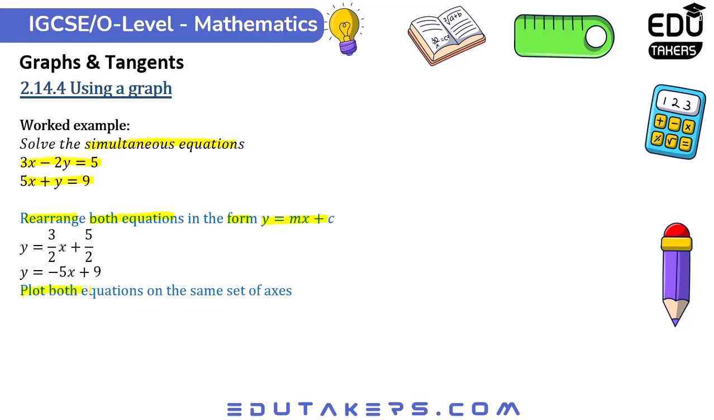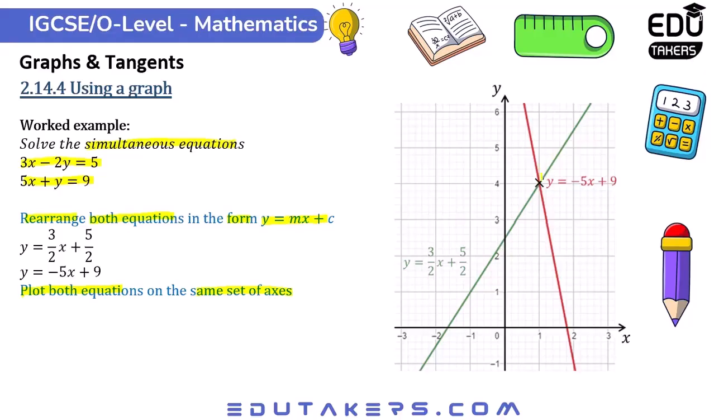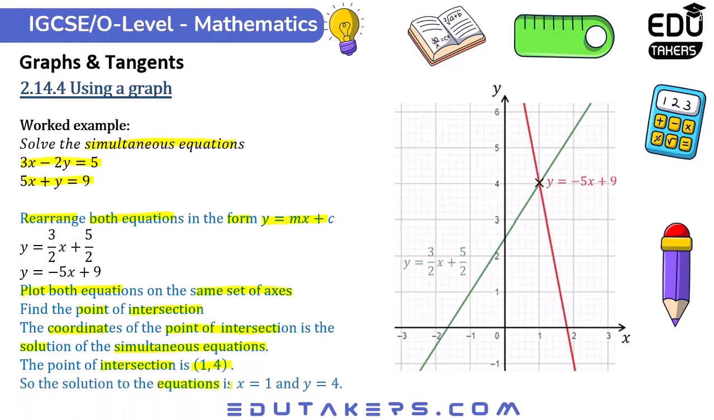Now plot both equations on the same set of axes as this one. The line in red is for y equals negative 5x plus 9 and the line in green is for y equals 3 over 2 x plus 5 over 2. Find the point of intersection, which is here. The coordinates of the point of intersection are the solution of the simultaneous equations. The point of intersection is 1, 4. So the solution to the equations is x equals 1 and y equals 4.